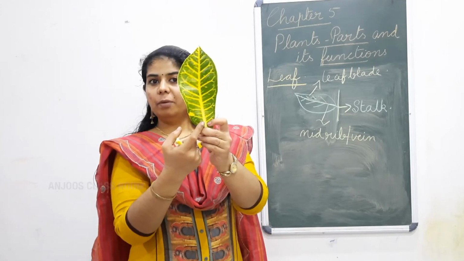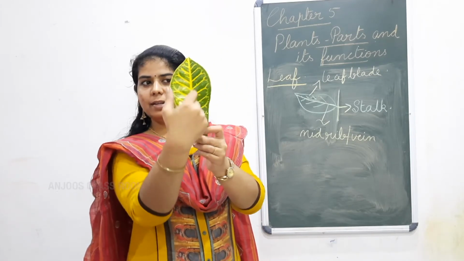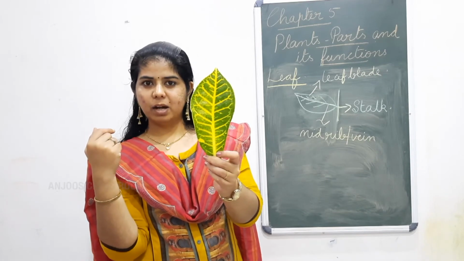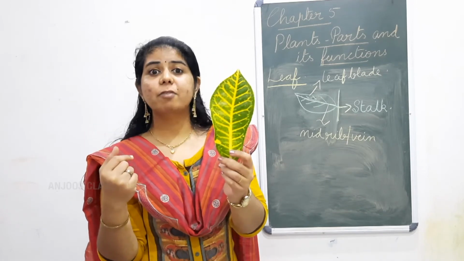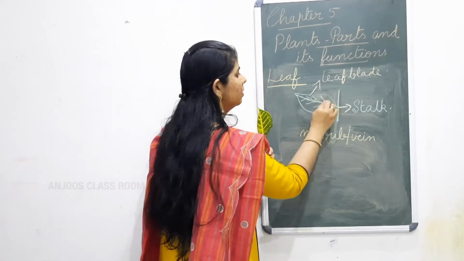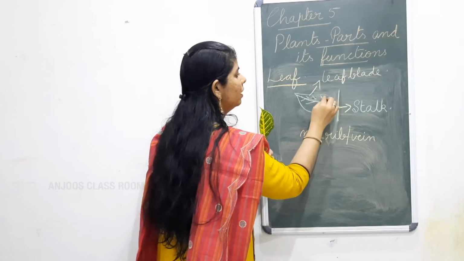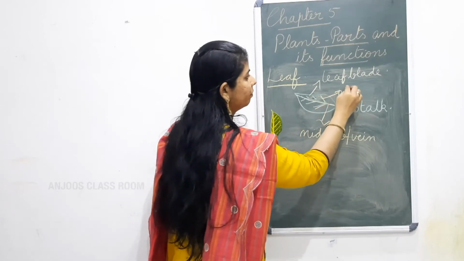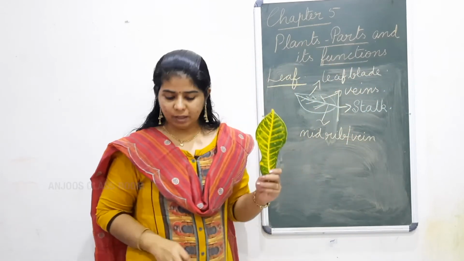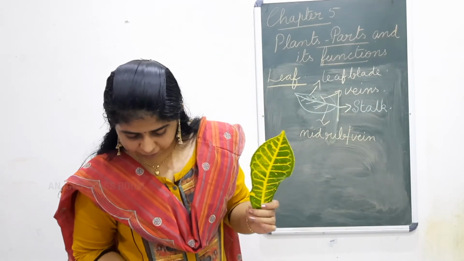Then from the midrib you can see small lines on all the sides. Can you see it? Like the branches. It is known as the veins. Simply the veins. Yes, these we call the veins. So these are the parts of a leaf.